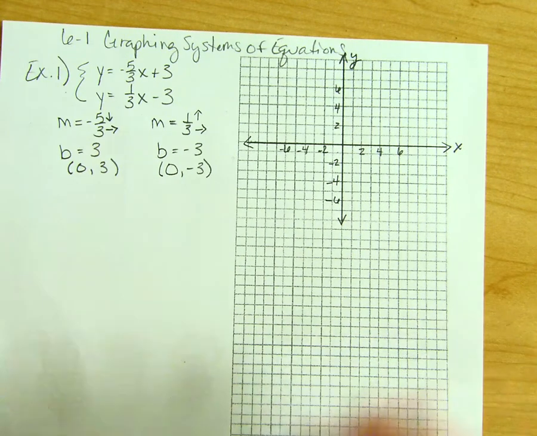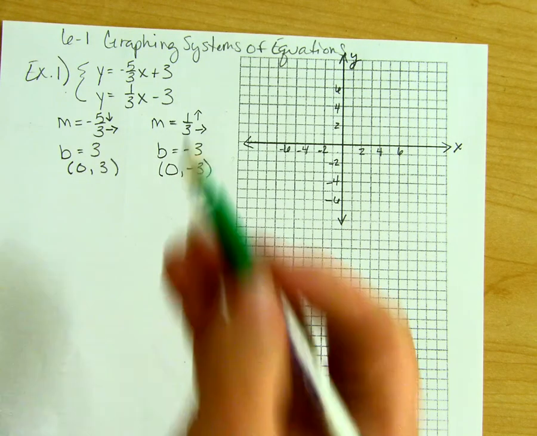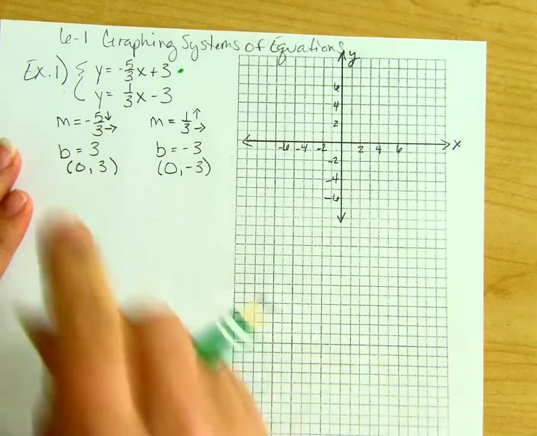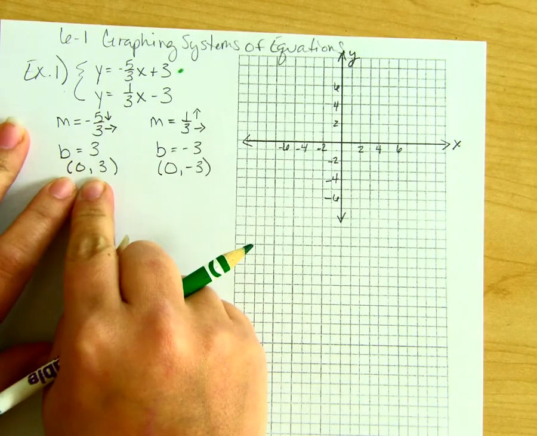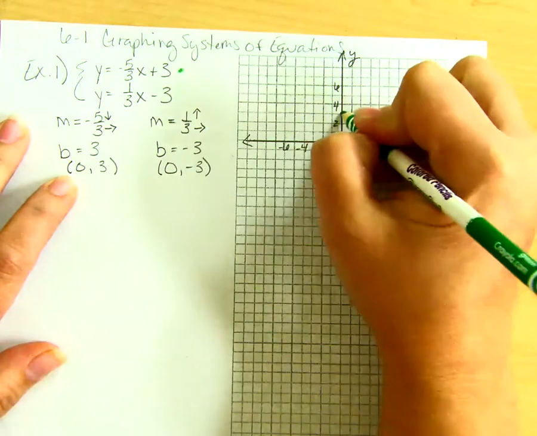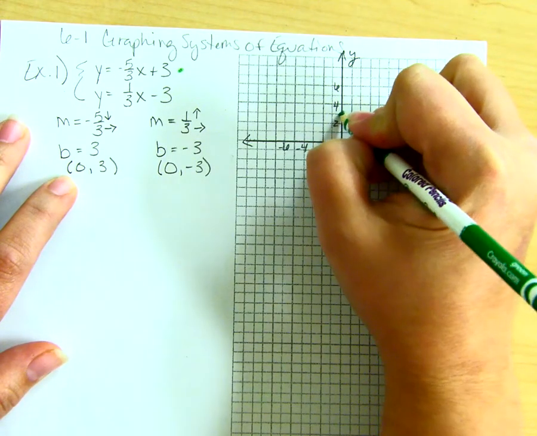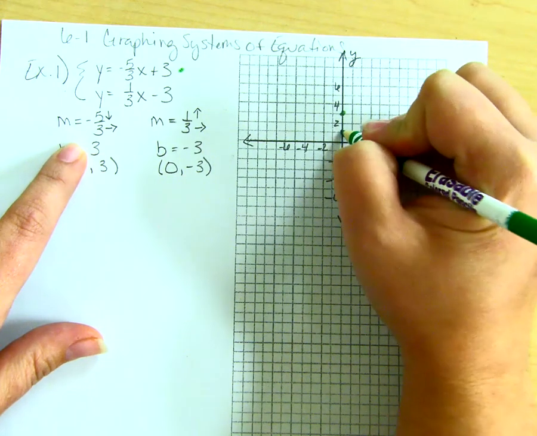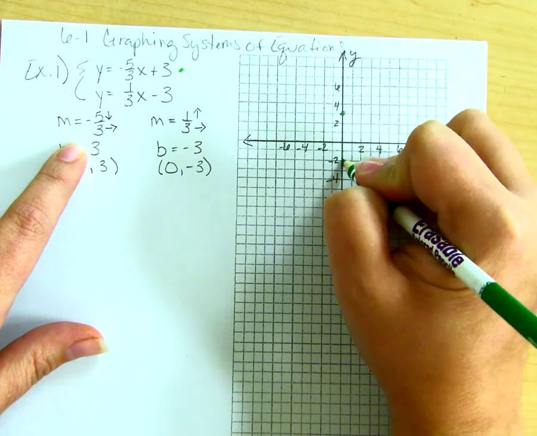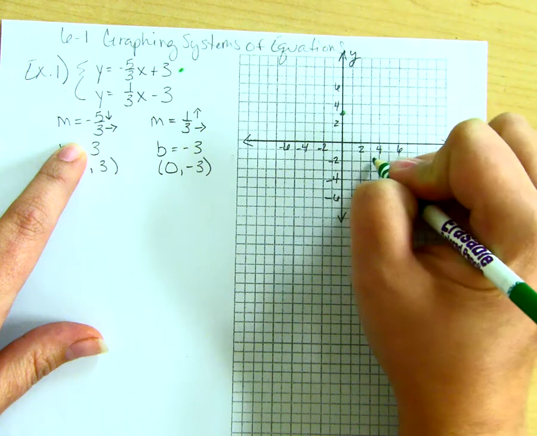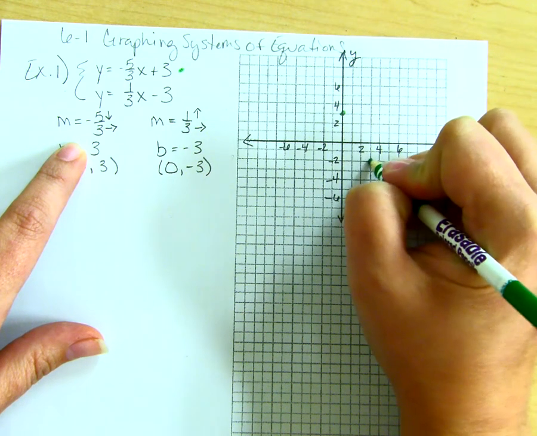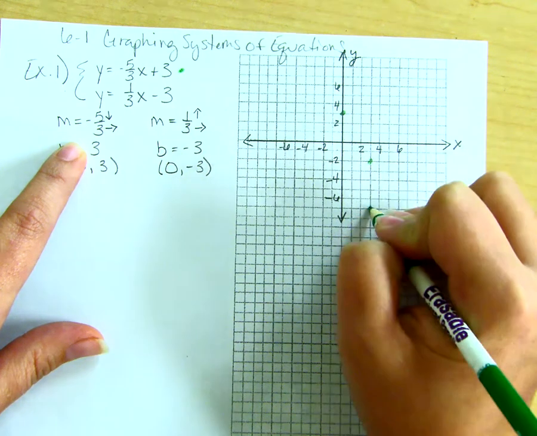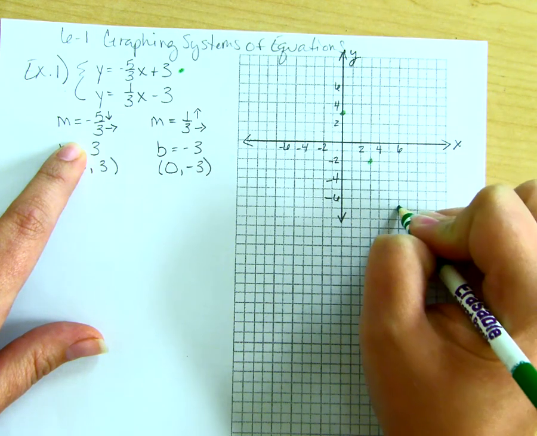I'm going to graph the first line in a different color to just make it easier to see. So this first line right here, I'm going to graph in green. My y-intercept is at 0, positive 3. So I'm going to go to the point, positive 3 on the y-axis, and put a point there. Then my slope tells me to count down 1, 2, 3, 4, 5, to the right 1, 2, 3, and put a point. And I can do that one more time, down 1, 2, 3, 4, 5, to the right 1, 2, 3.